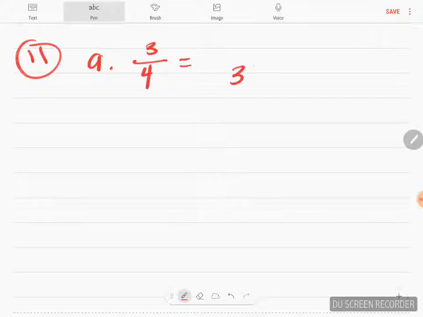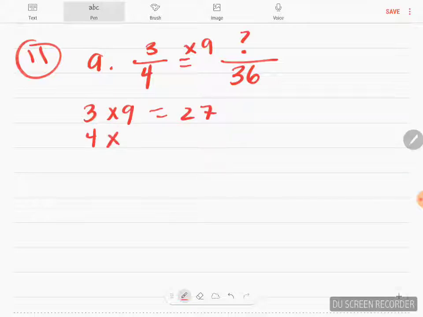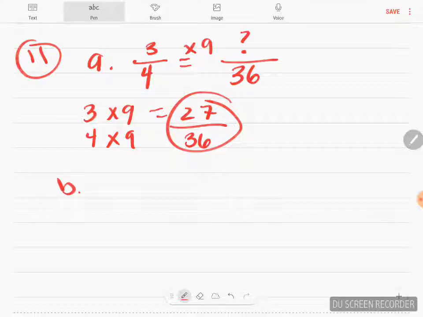All right, so we want to figure out the missing number because these 2 fractions are equal to each other. So if we know that the denominator was 4 and now it's 36, how did we go from 4 to 36? What did we do to the numerator and denominator to get 36? Well, we multiplied by 9. All right, so when we take 3 times 9, we get 27. And when we take 4 times 9, we get 36. There's A.